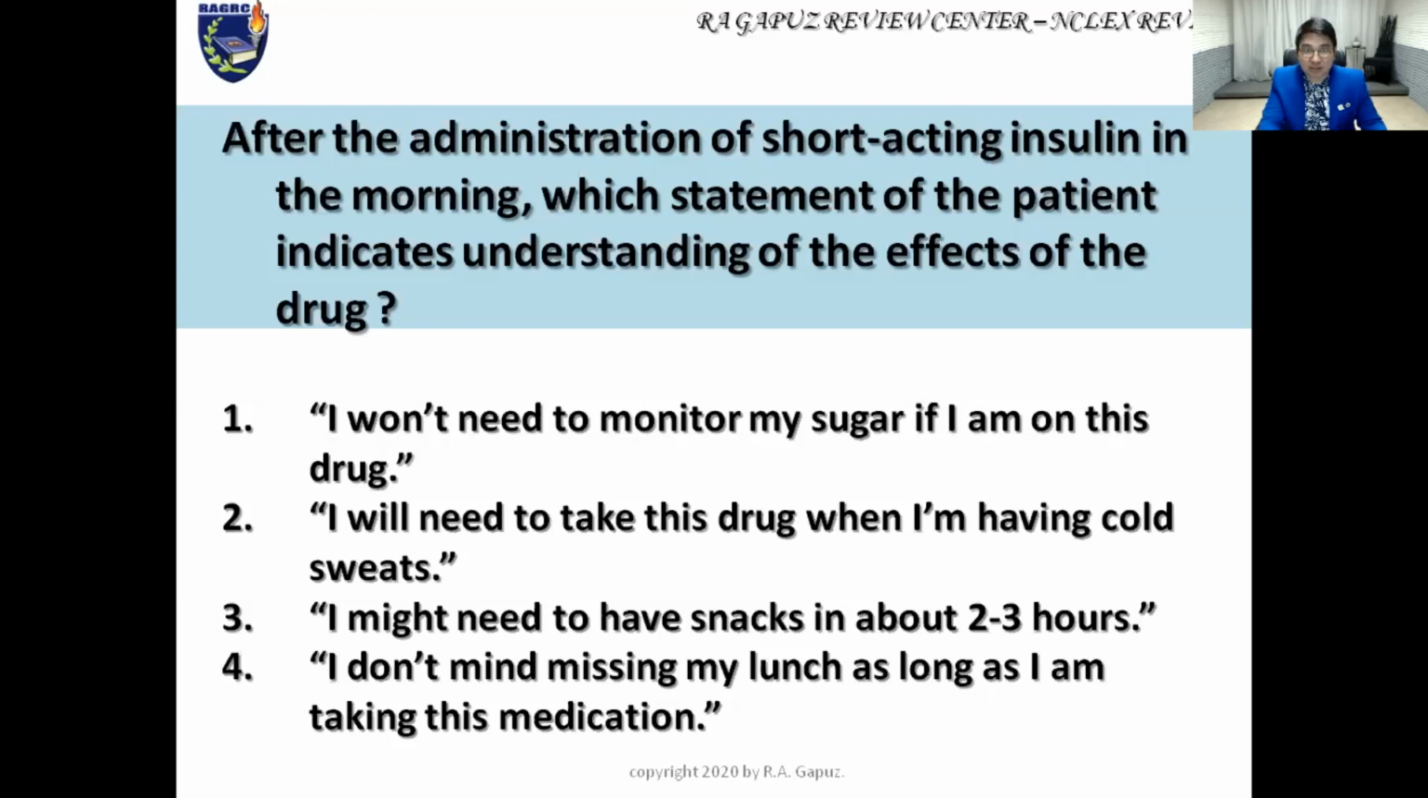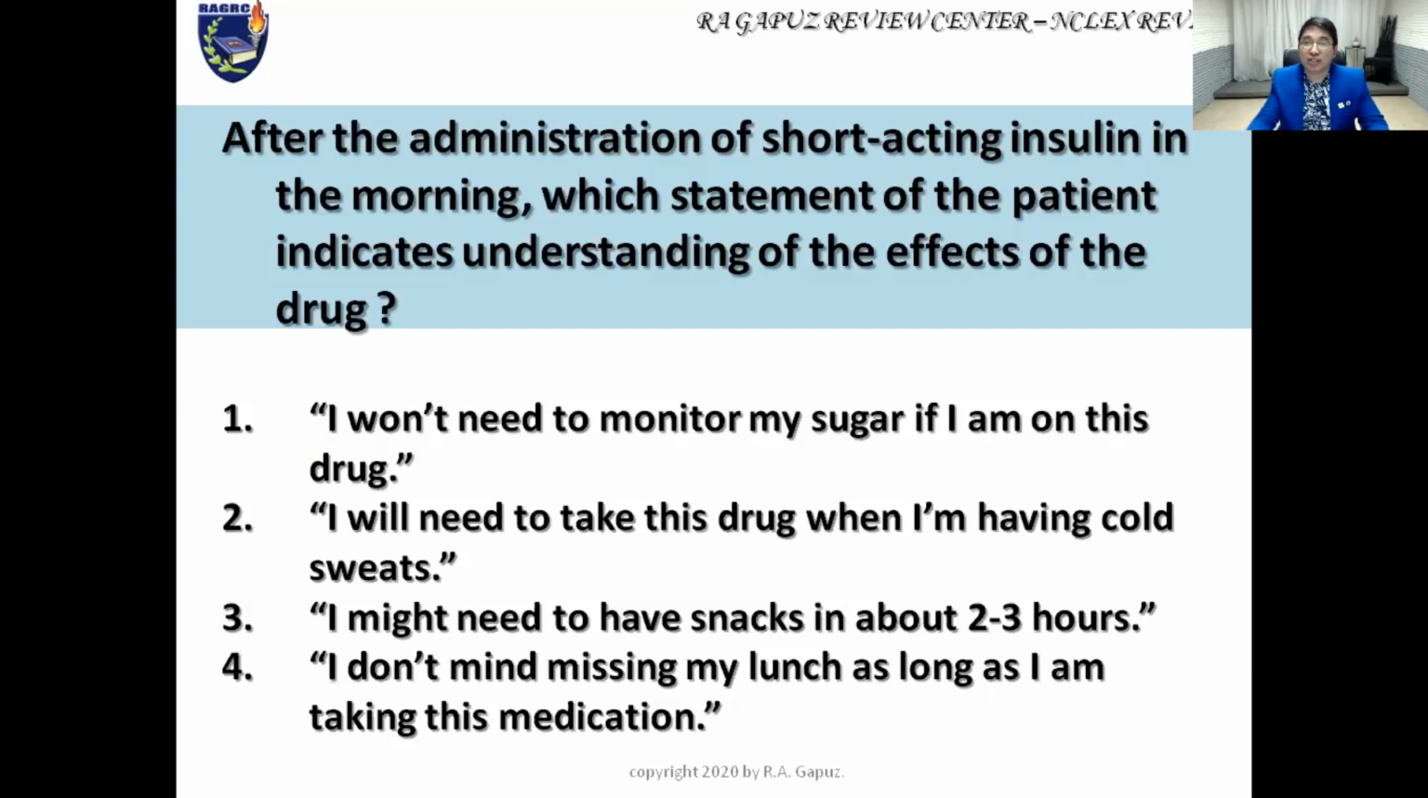Cold sweats is a sign of hypoglycemic reaction. So you first have to check your sugar levels before injecting insulin. Otherwise, the blood sugar could fall further. So option 3, I might need to have snacks in about 2 to 3 hours. Again, consider. In option 4, I don't mind missing my lunch as long as I am taking this medication. Missing meals when you are taking insulin could actually lead to a hypoglycemic reaction.